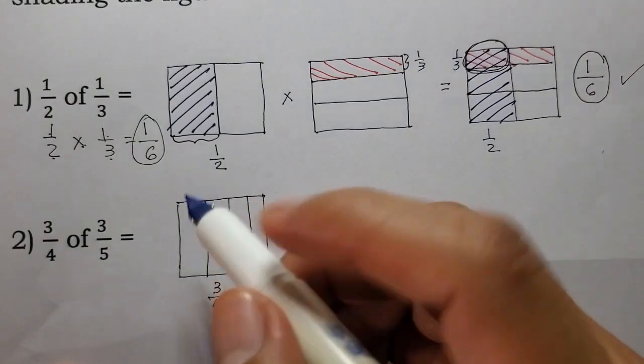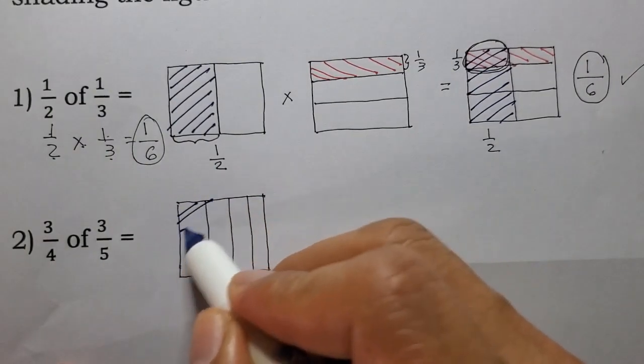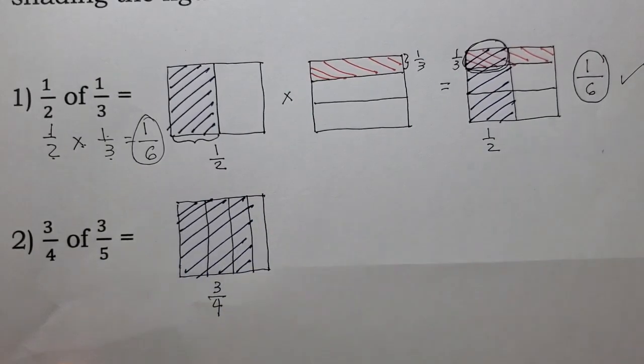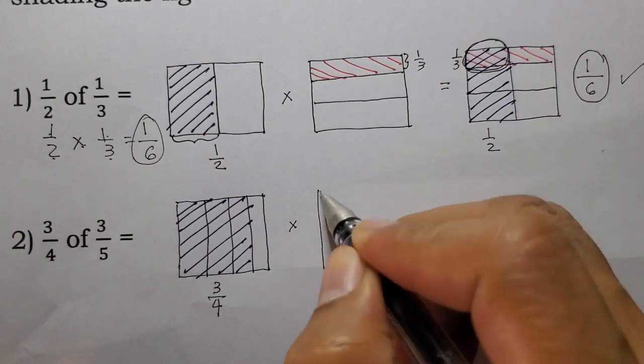Assuming that the regions here are equal. Sorry, figures are not drawn to scale. So that's 3/4. This time, we have to get 3/4 of 3/5. So I will make another model.